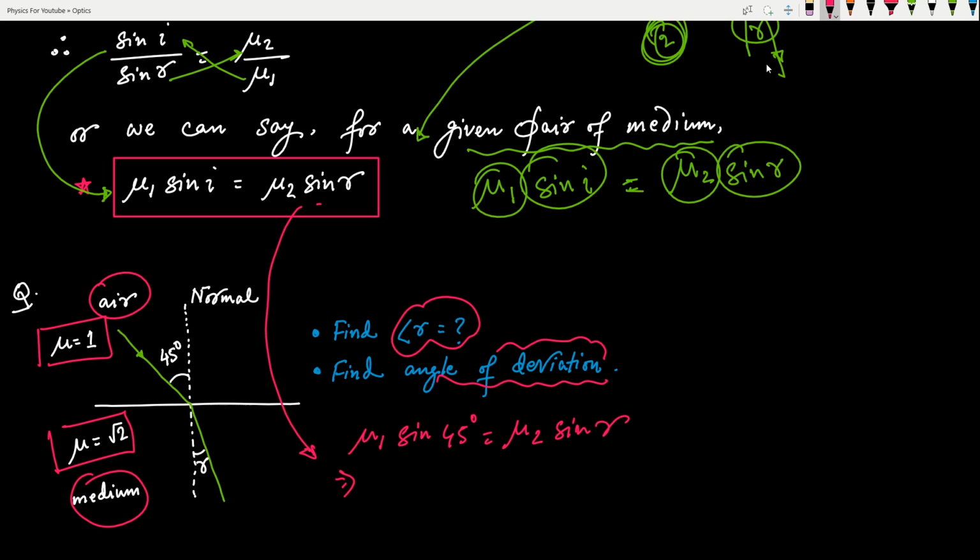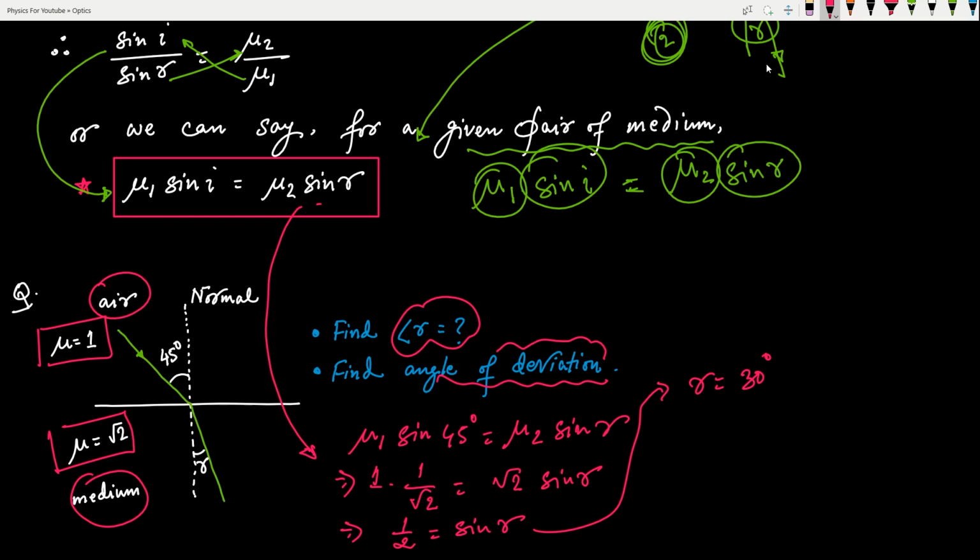So μ1 is 1, so 1 multiplied by sine 45 is 1 by √2, μ2 is √2, and sine R we need to find out. So from here we can say that sine R is actually half, so half is equal to sine R, and therefore we can say that R is 30 degrees. Very easy. So we got the angle of refraction to be 30 degrees.